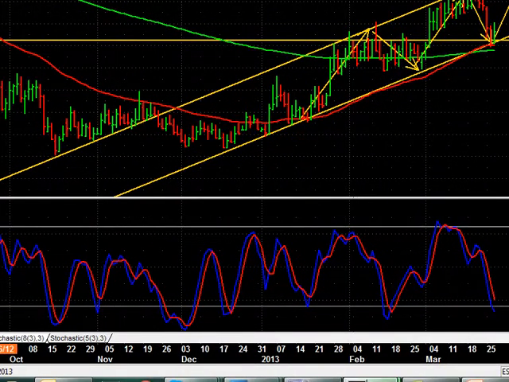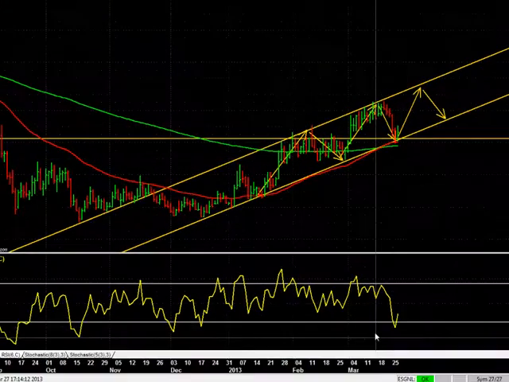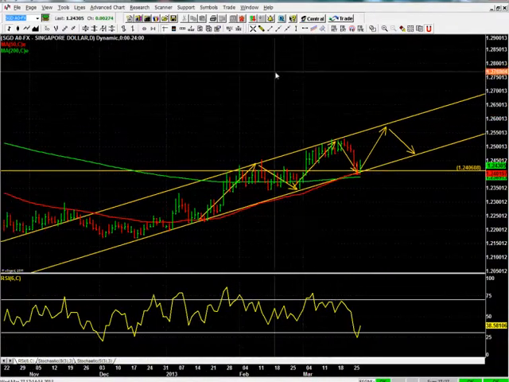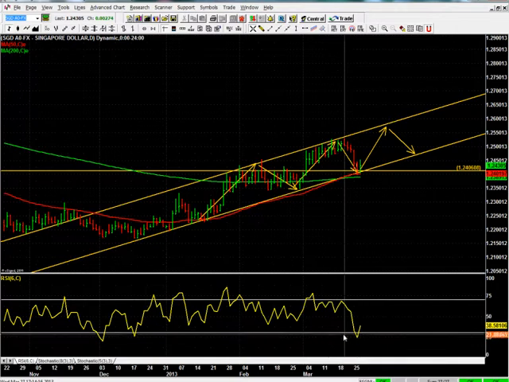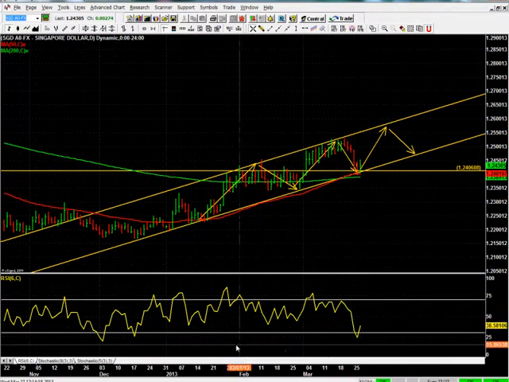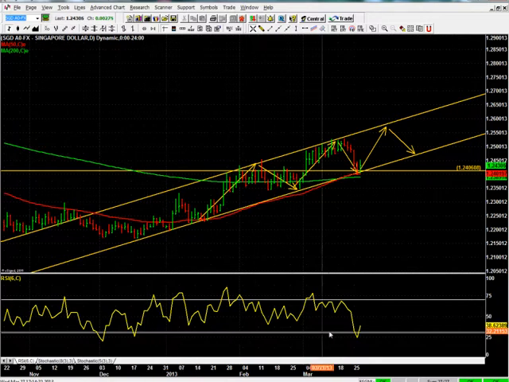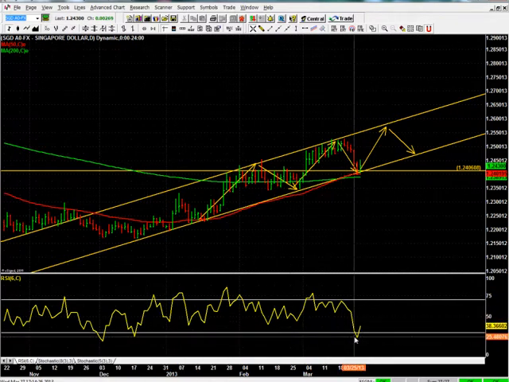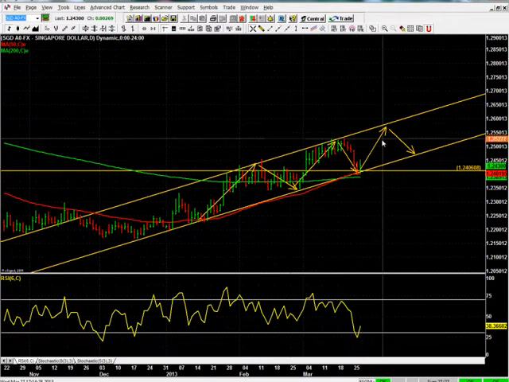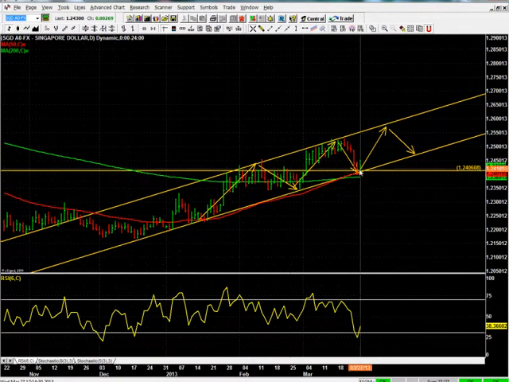So now if we go on to the RSI indicator, you can see a hook down here, and it's telling you that it's going to reverse. When it's down here, it's telling you that it's going to reverse. When it's up here, it's telling you that it's going to reverse. So down here, you get the hook, so we're expecting a move to the upside.